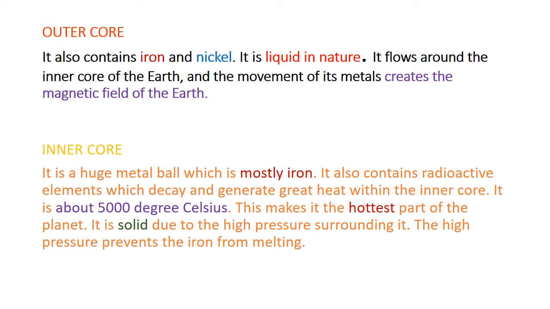Now this movement of these metals creates something like an electrical current, and because this electrical current is moving around the inner core of the earth, which is made up of metals, it creates a magnetic field. One of the things that you will learn in science or in physics is that whenever electrons move around a metal, a magnetic field is generated.